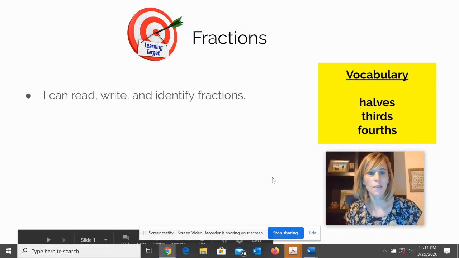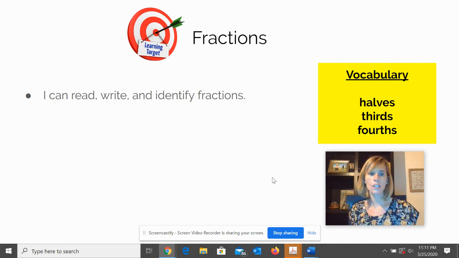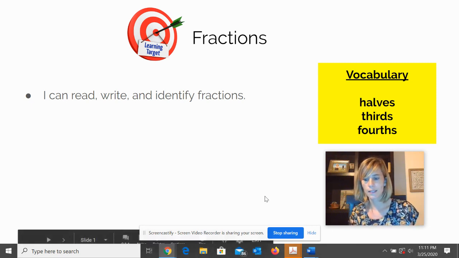Hi, second grade. I'm back with another lesson, and today it's on fractions. The learning target is I can read, write, and identify fractions. Little vocabulary to start this off: halves, thirds, and fourths. These are the types of fractions we'll be exploring today. Let's get started.